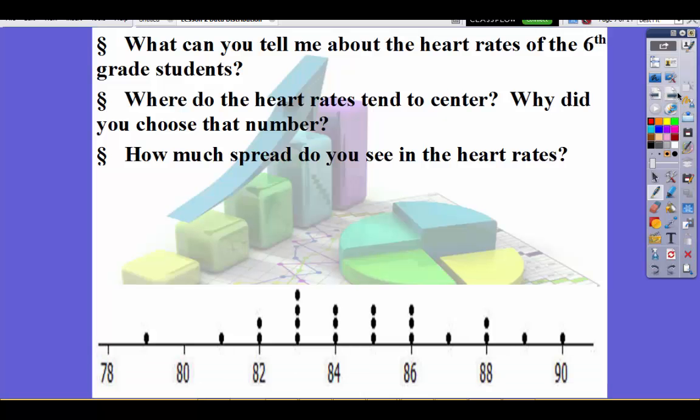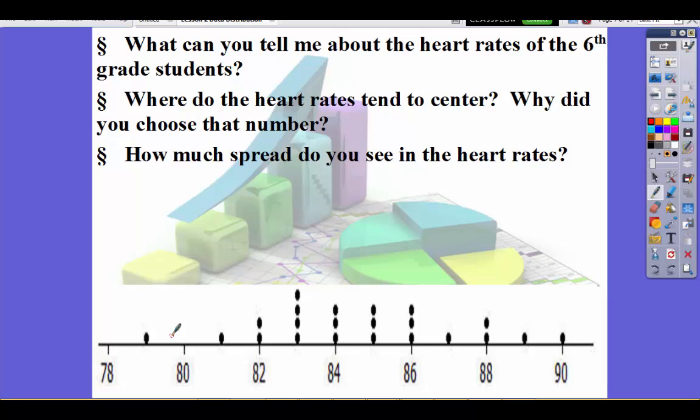Alright, so now let's look at our dot plot. What can you tell me about the heart rates of the 6th grade students? Where do the heart rates tend to center? Why do you choose that number? And how much spread do you see in the heart rates?